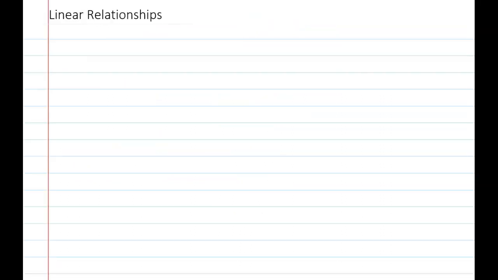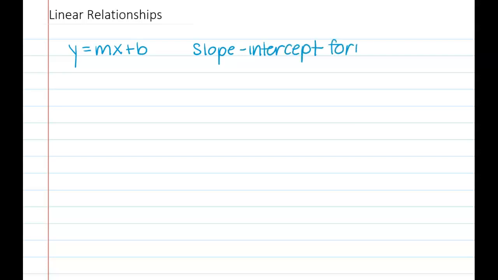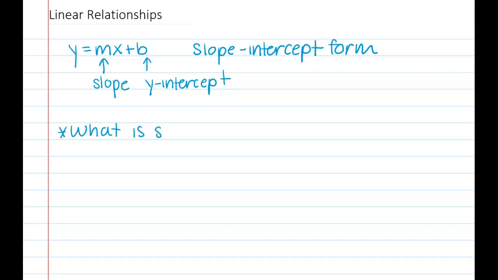Let's talk a little bit about linear relationships. So that's the slope-intercept form that we just did in the warm-up. Y equals mx plus b. Slope-intercept form, where m is our slope and b is our y-intercept. But here, what is slope? I mean, it's m, but what does it mean?